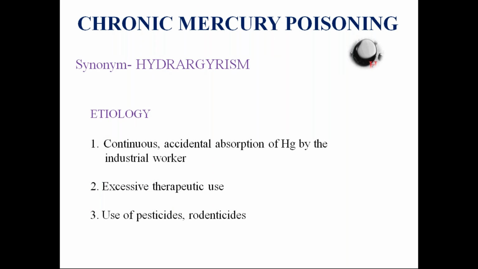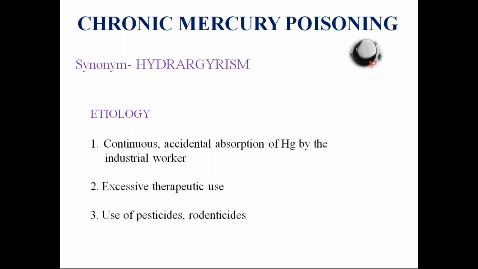Chronic mercury poisoning. Chronic mercury poisoning has been asked many times in the examination as a 4-mark question. Sometimes it can also be asked as a 2-mark question. Otherwise called hydrargyrism. So chronic mercury poisoning is also known as hydrargyrism. We know that chronic lead poisoning is known as saturnism. Chronic lead poisoning is known as saturnism. Chronic mercury poisoning is known as hydrargyrism.